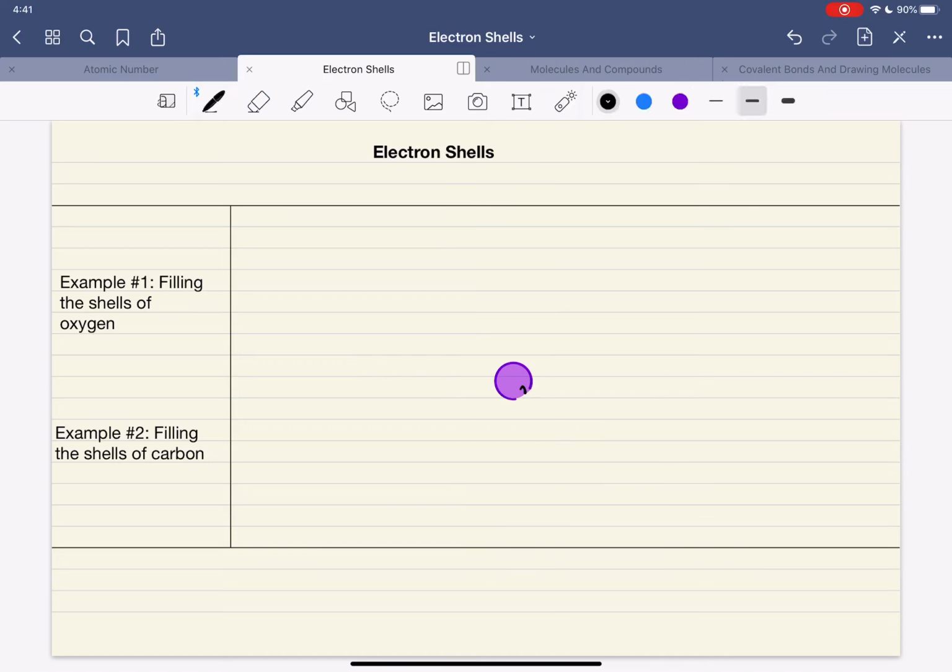Okay, so in our first example, we're talking about oxygen, and if you go to the periodic table, you will see that the atomic number for oxygen is 8. So again, that tells us that oxygen has 8 protons, and more importantly for us now, 8 electrons. So the question is, how do we draw out those 8 electrons? So let's start with shell number 1.